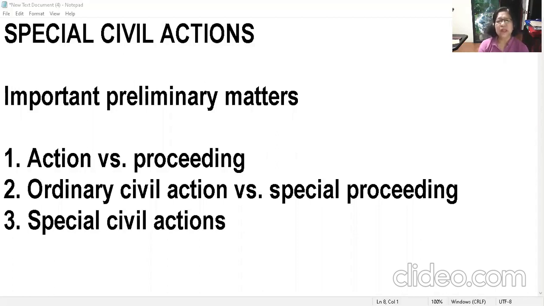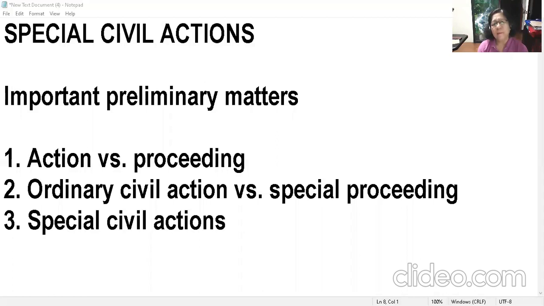Pero mas madaling tandaan yung elements of a cause of action by the memory aid ROVID, ROVID. Now, this memory aid was taught to us by my professor in law school, Professor Alfredo Tadyar. And the equivalents of these abbreviations are as follows. R is right, O is obligation, V refers to violation, I for injury, and D for damage. So again, ROVID, right, obligation, violation, injury, or damage.